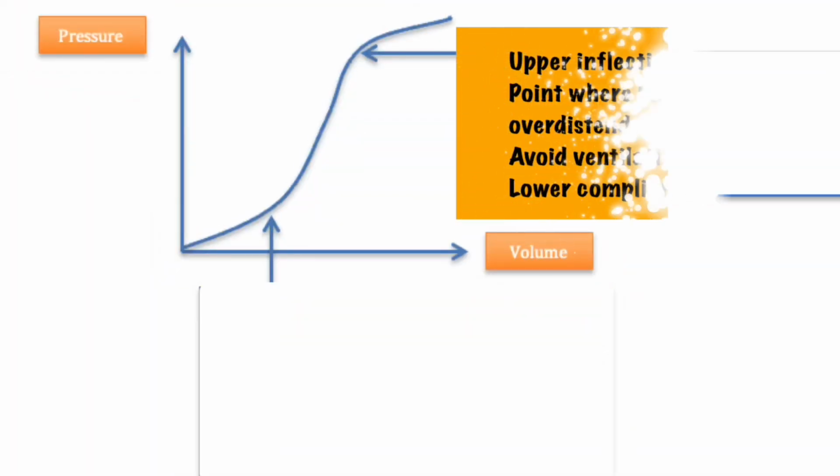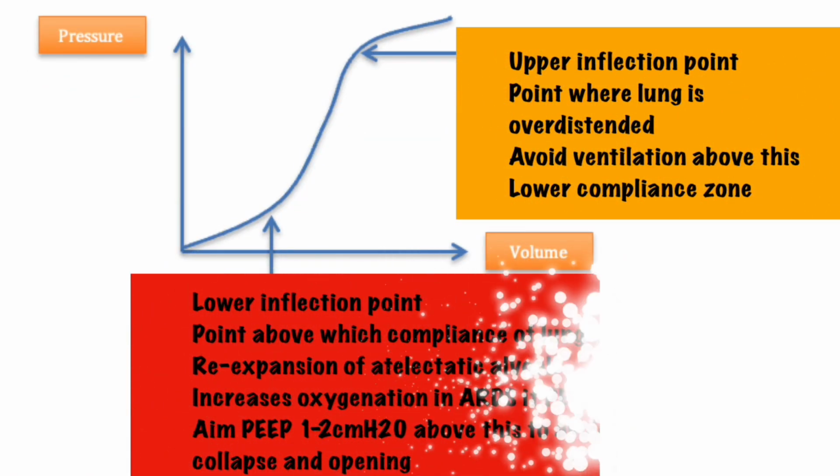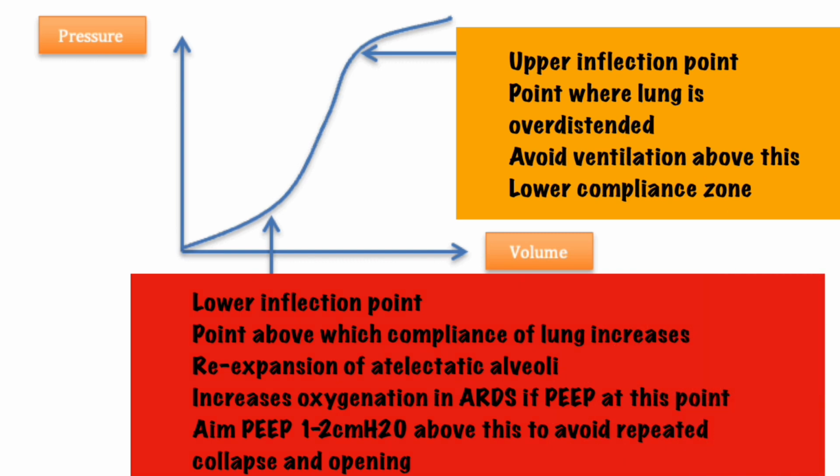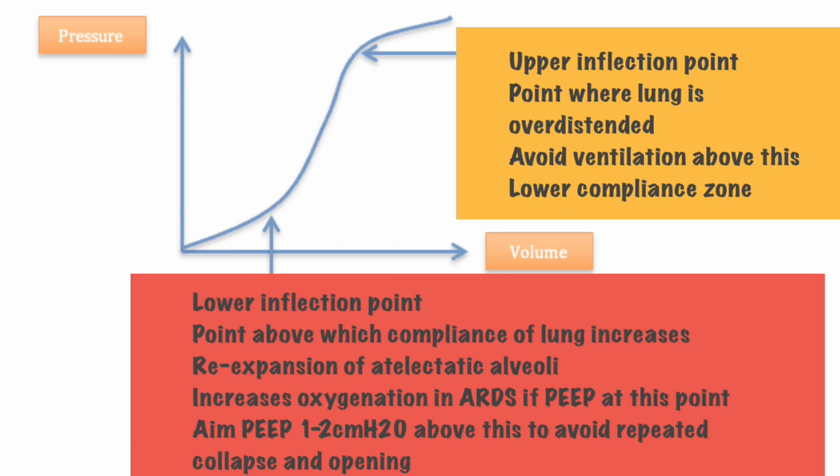Question 4. B. It represents the onset of overdistension and a decrease in compliance. The UIP marks the point at which further increases in pressure lead to overdistension, impairing compliance and increasing the risk of ventilator-induced lung injury. Clinical takeaways.